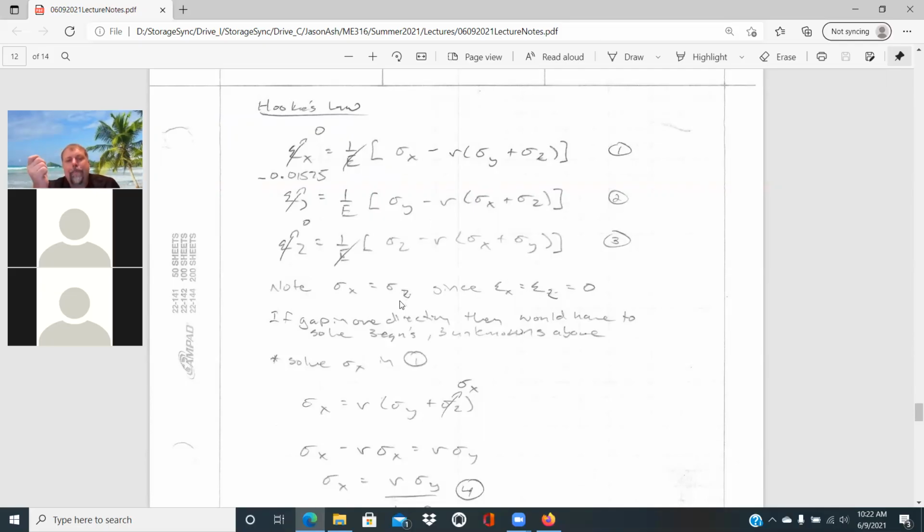If you would have a gap in one direction, say for example, there was a gap in the Z direction, that would allow that material to expand up to where that gap would be. And so it would allow the material to strain up to that point, and there would then be a positive strain. If that were the case, then you would have to solve all three equations, three unknowns simultaneously.